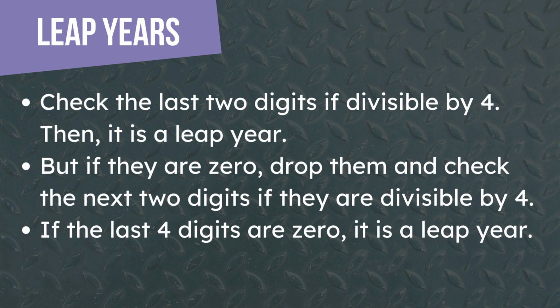To see if a year is a leap year, you need to check the last two digits. If they're divisible by 4, then it is a leap year. But if the last two digits are 0, you remove them and check the next two digits instead. If they are divisible by 4, then it's a leap year. But if all the last 4 digits are 0, then it is a leap year.